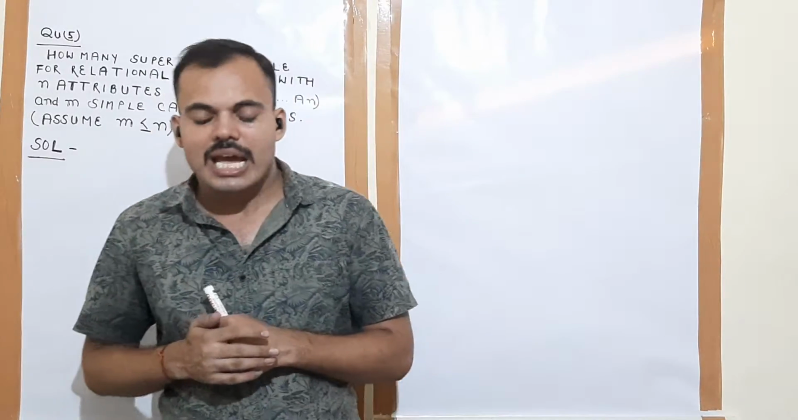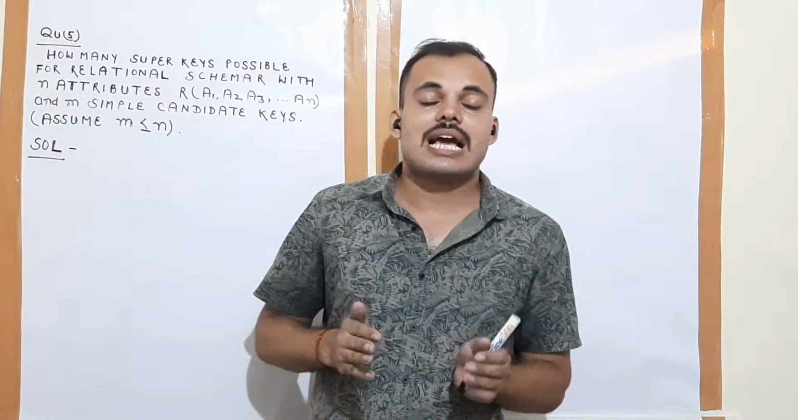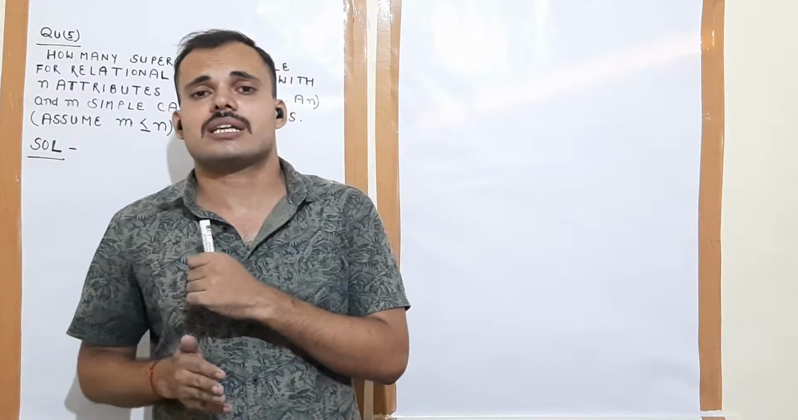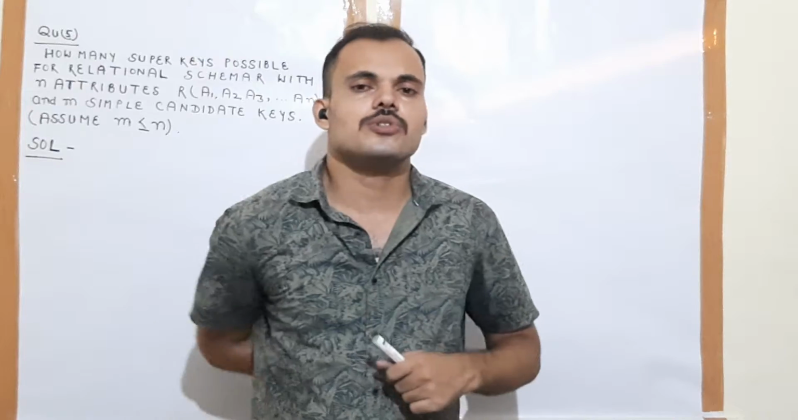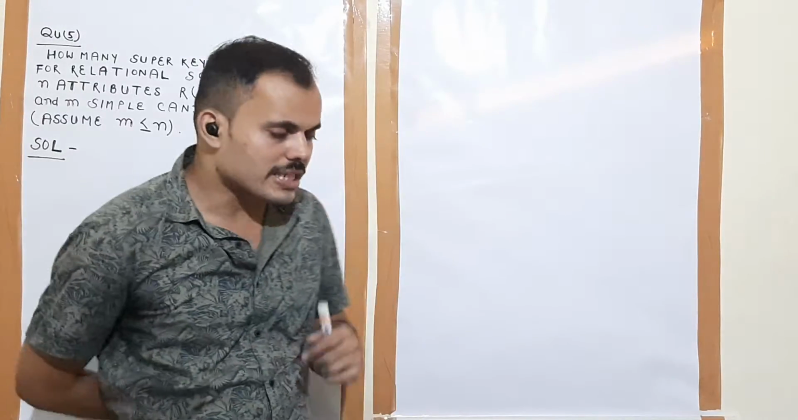And now see, it is given that it has m simple candidate keys, which means each candidate key consists of one attribute only. Understood? Now see here.